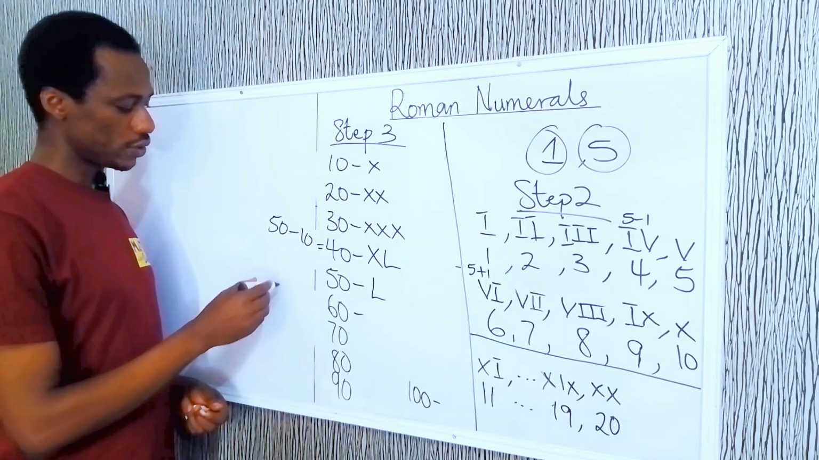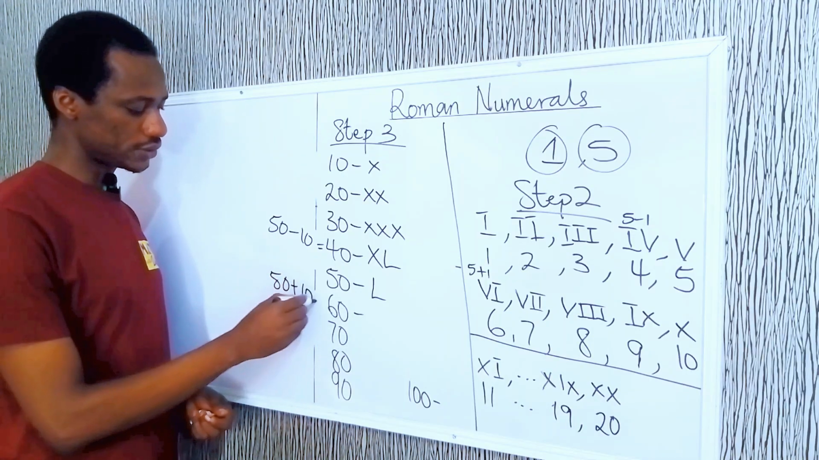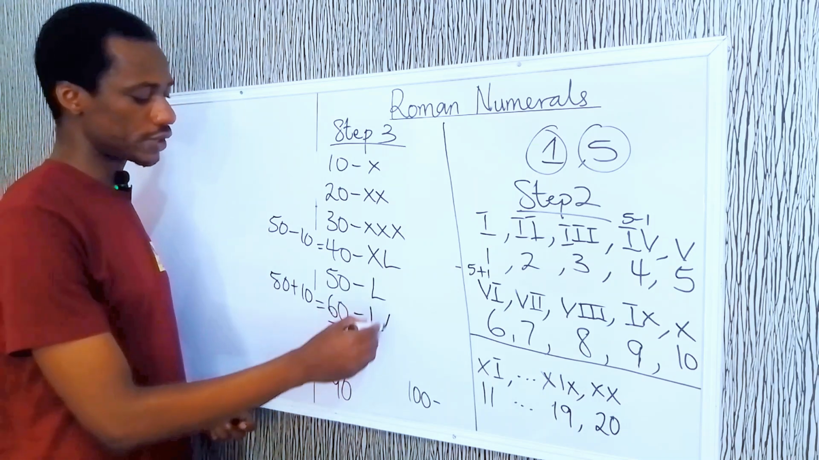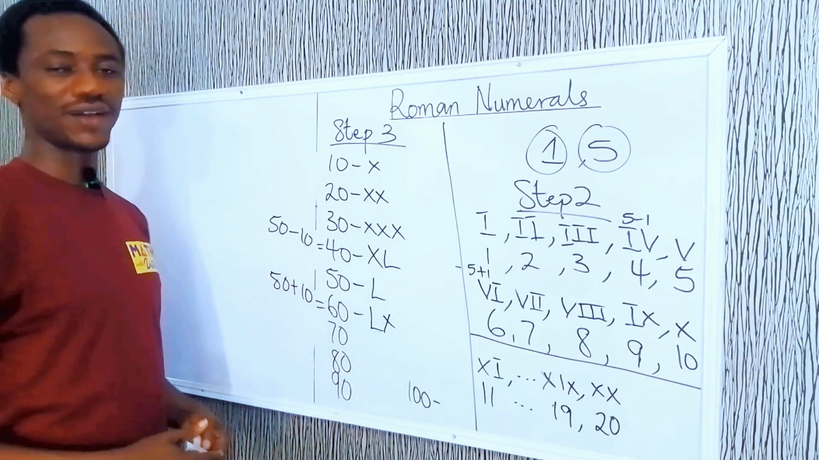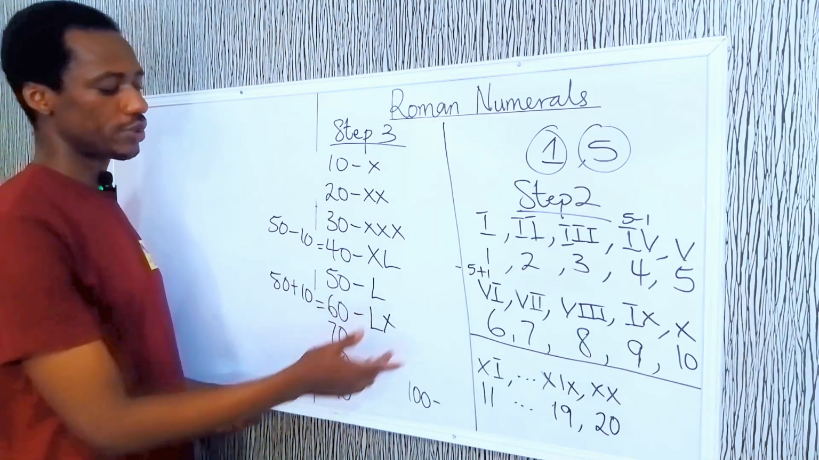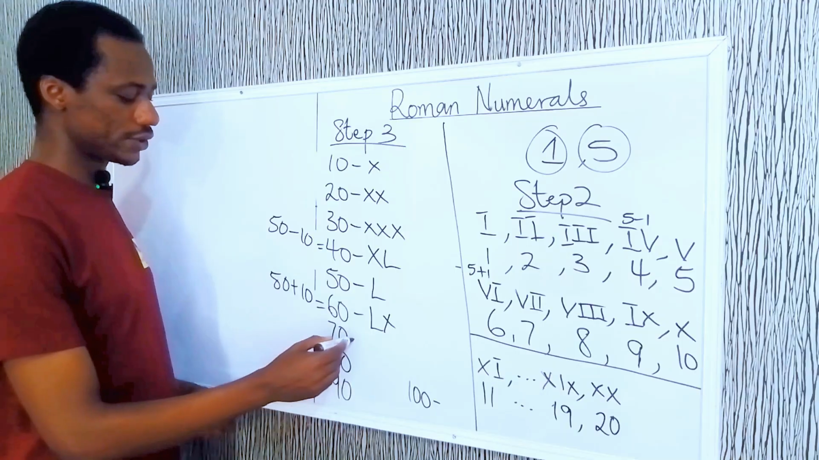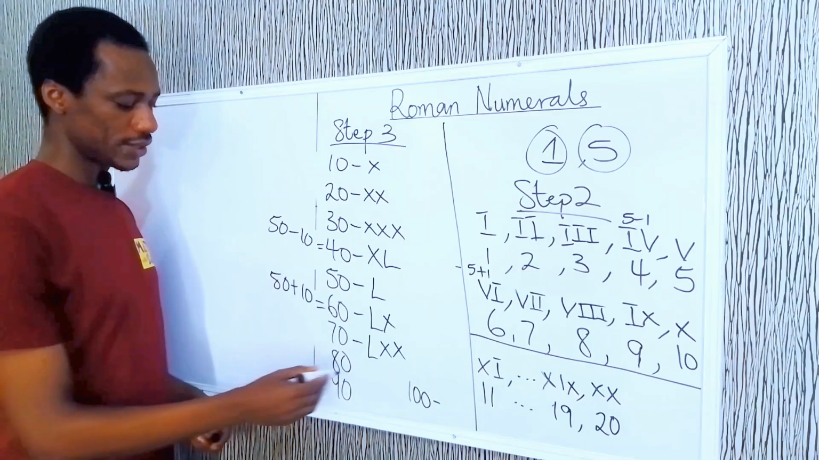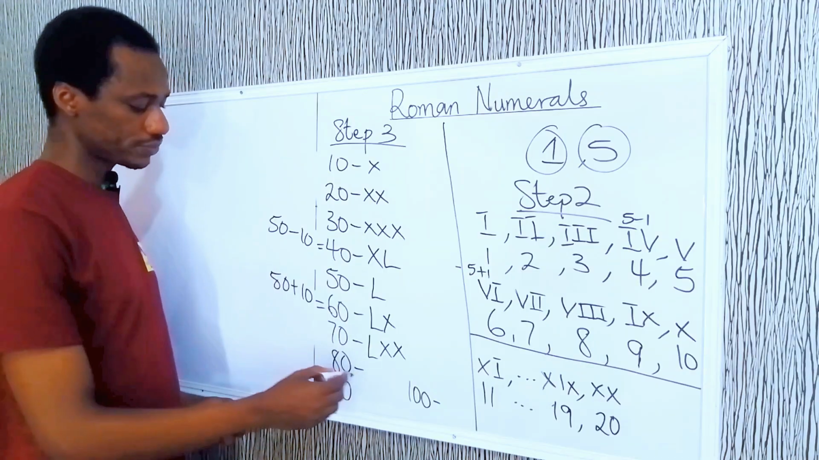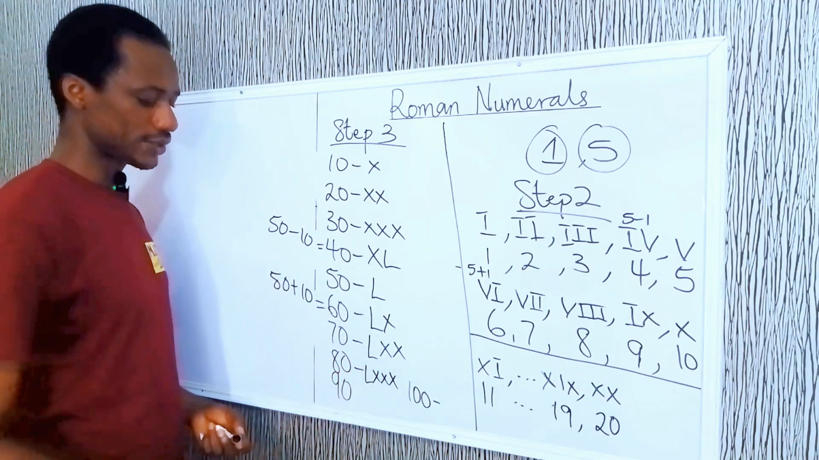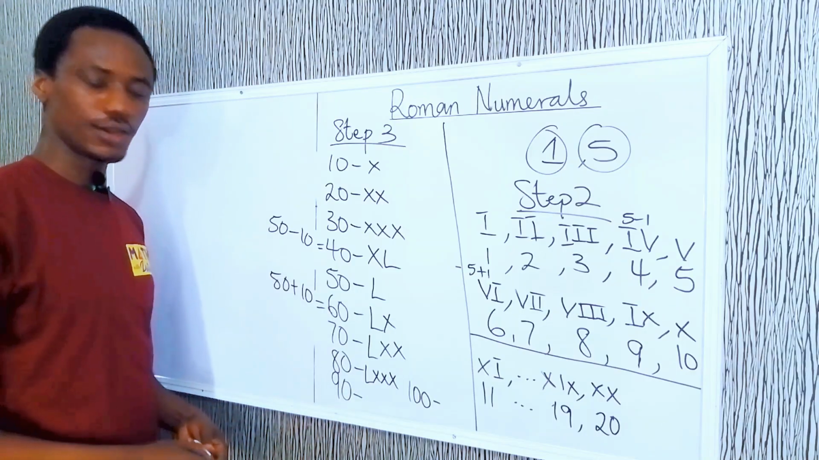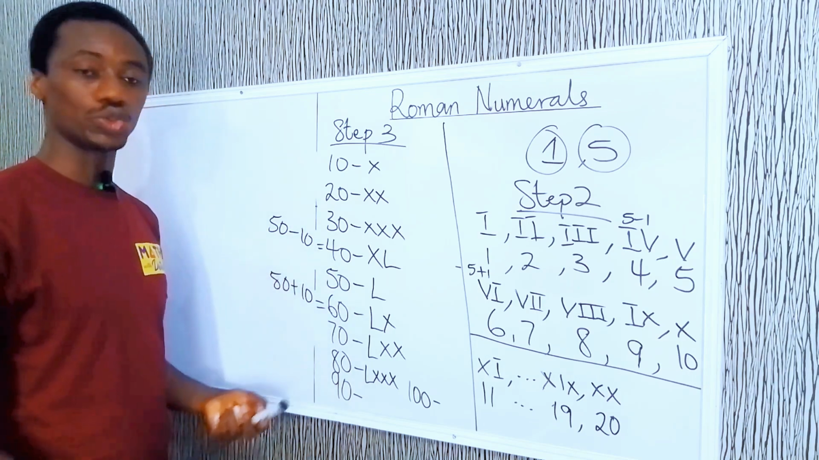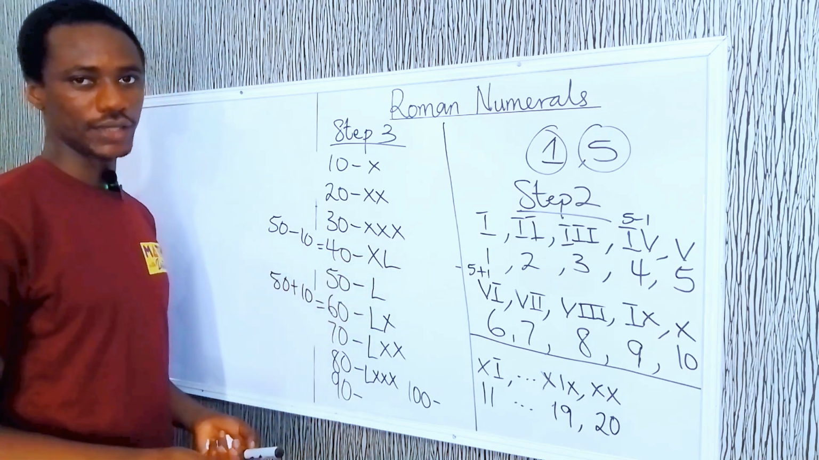All right, for 60, we're going to do 50 plus 10. And then remember that the bigger one will come first, and the one we want to add to it should come after it. So that means 50 plus 10, LX. And then 70 is 50 plus 20, that will be LXX. And 80 is 50 plus 30, LXXX. And 90, we cannot say 90 is LXXXX, all right? We already know 40, right? But we cannot also pick it from 40. That is against the rule.